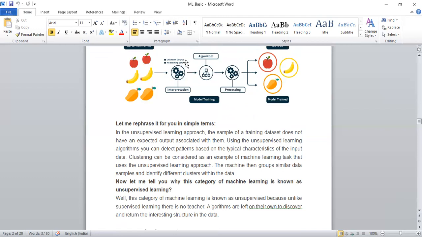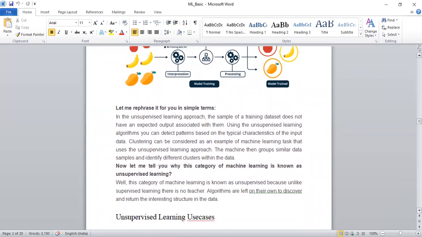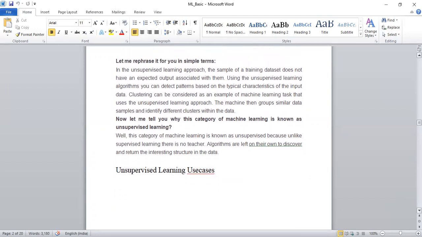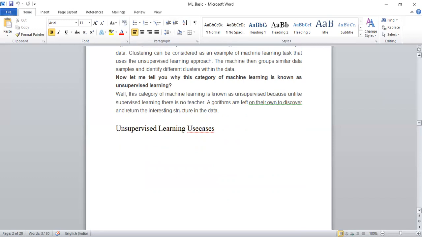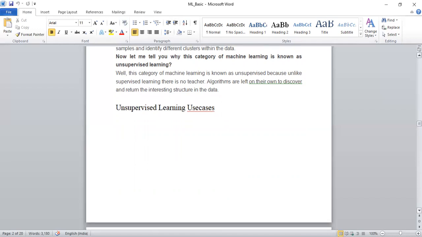Look, unknown output and no training data set, that is, no data set with predicted or expected output. Only some raw data will be fed into the machine, or you can say raw input data is fed to the generic algorithm. But there is no predicted or expected output present.